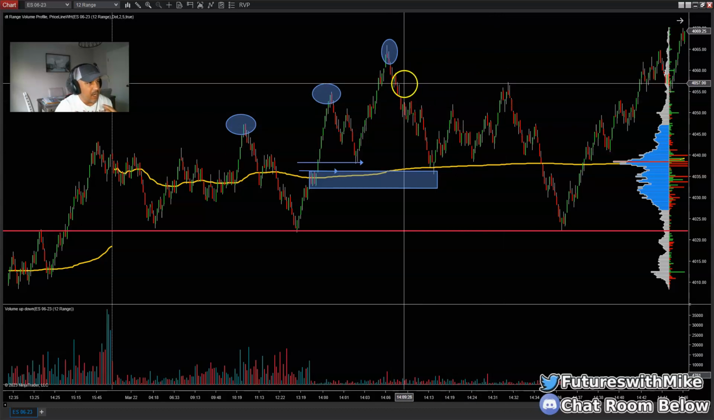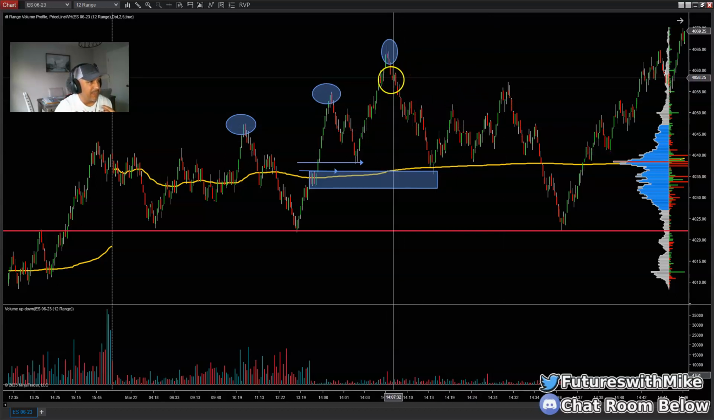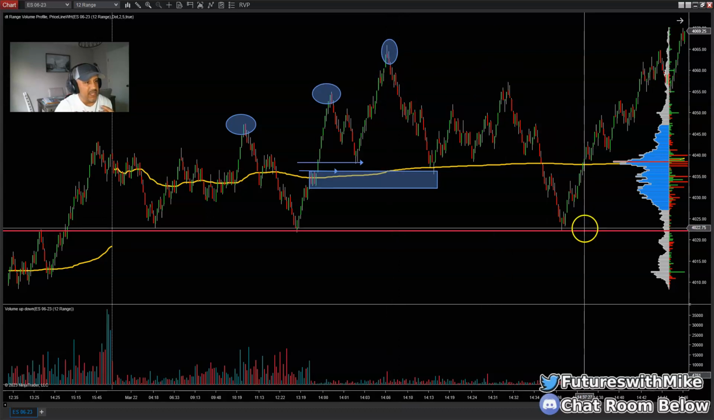It didn't come up here and take out the back end right here, but it tested this area right here, and then it decided to push lower.